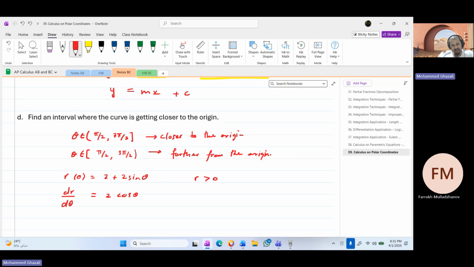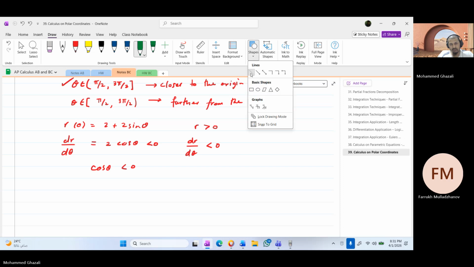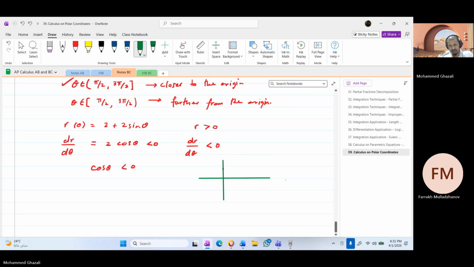so I need to check r positive and dr d theta negative because we want closer to the origin. I'm looking for that answer. Dr d theta needs to be less than 0, right? Okay. So if you're solving this equation equal to 0, you're just going to say cos theta is less than 0. Now, when is cos theta less than 0? You can look at the cos graph. When is cos theta less than 0? There from here. So theta is an element from pi by 2 to 3 pi by 2.